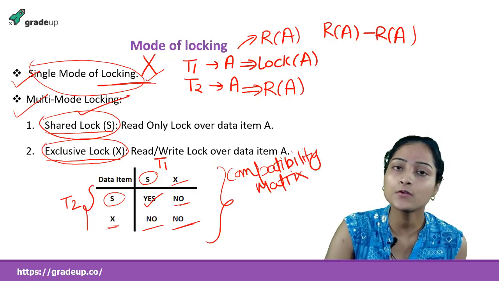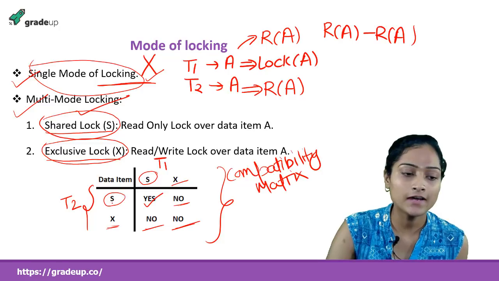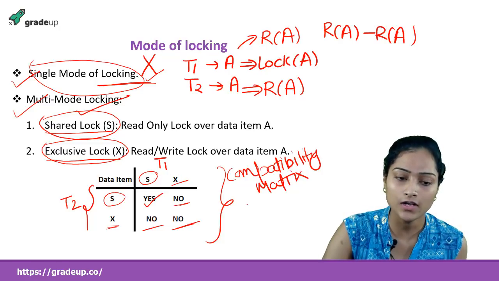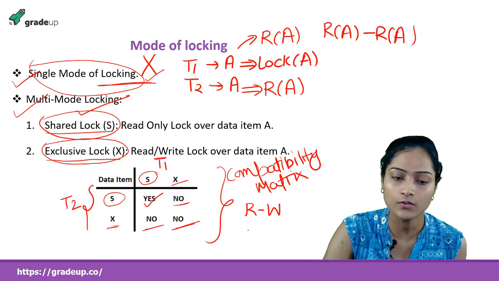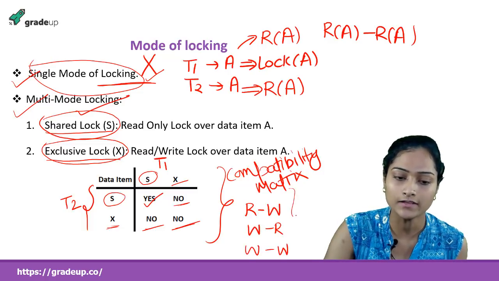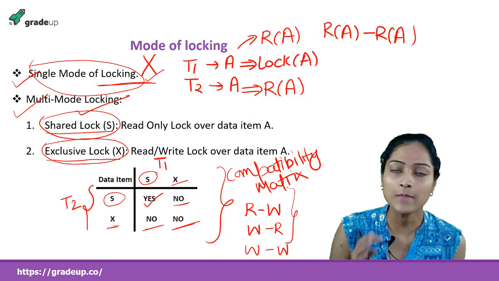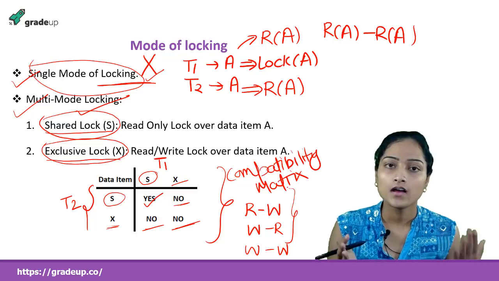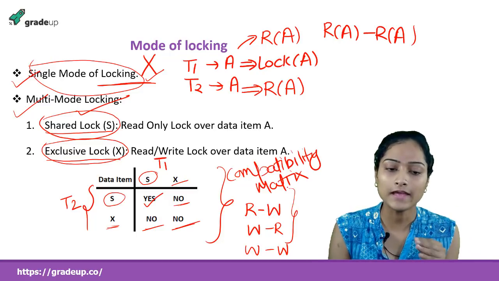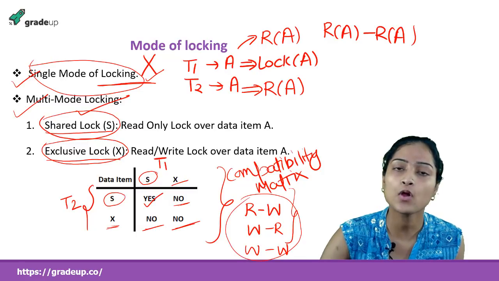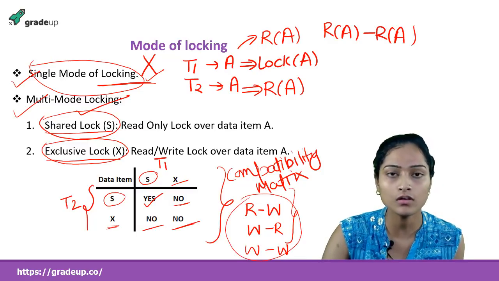One more thing, if you observe here, we are not granting shared and exclusive lock together. That is, we are not allowing read and write together, write and read together, and write and write together. So if you observe, we have managed to remove all these conflict pairs from our transaction system or schedule.